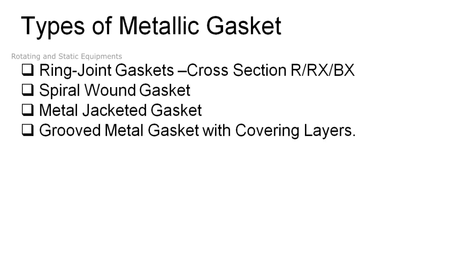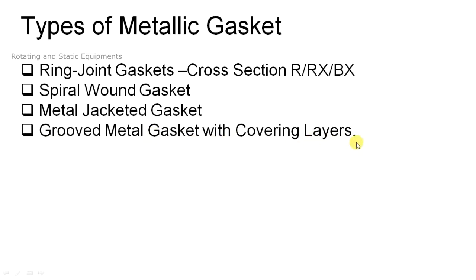Next we will see types of metallic gasket. From the metallic gasket we have four types. The first one is ring joint gaskets. From the ring joint gaskets we have three cross sections. One is R, second one is RX, third one is BX. The second one is spiral wound gasket, third one is metal jacketed gasket, the last one is grooved metal gasket with the covering layers.